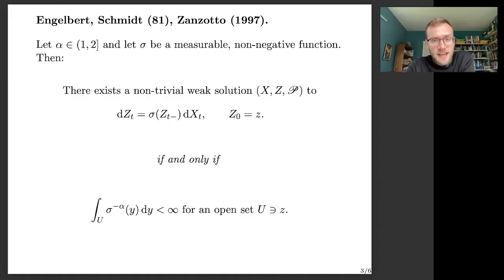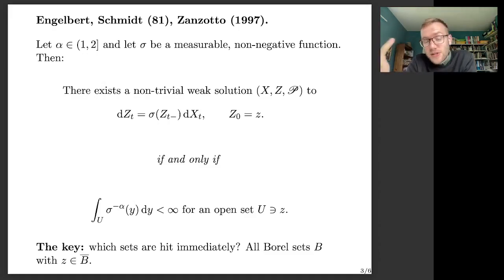First, there exists a non-trivial weak solution to our stable SDE, if and only if, second, this integral test holds over a set U which contains this initial point. This initial point of the solution has to be in the set U. The integral test is sigma to the minus alpha, just has to be integrable on the set U.